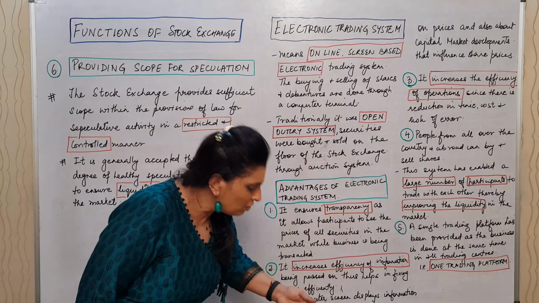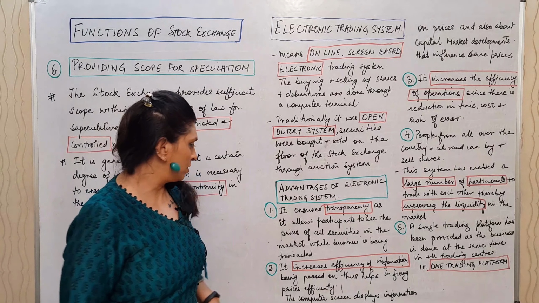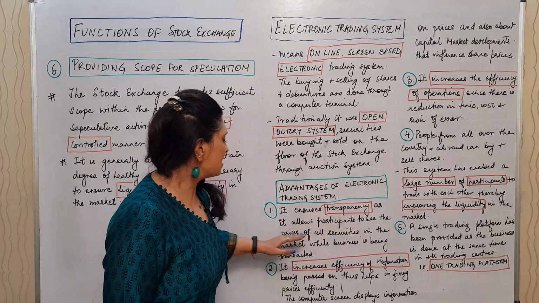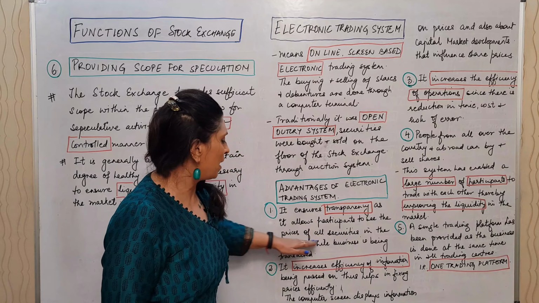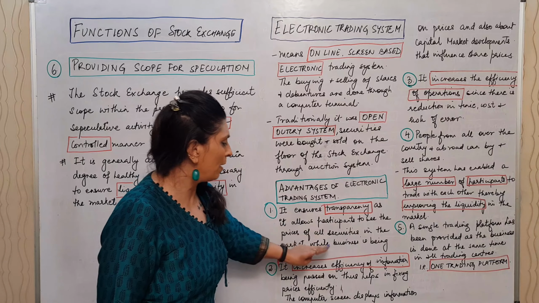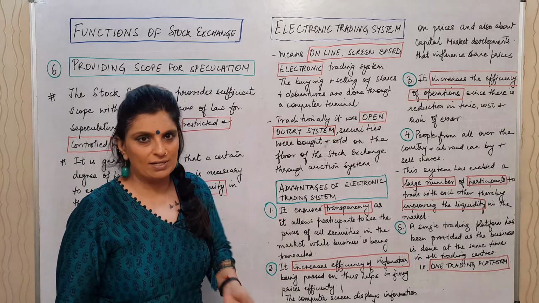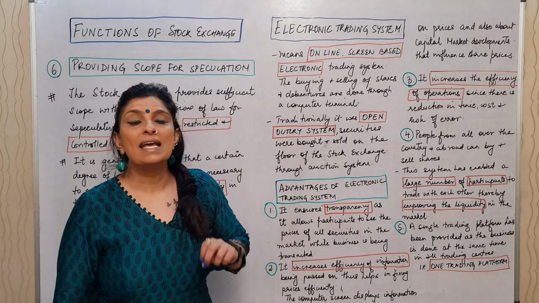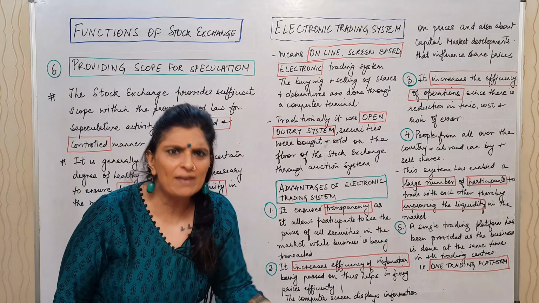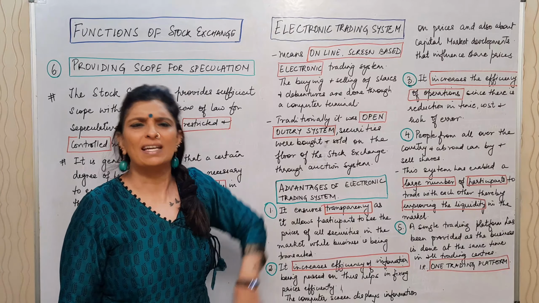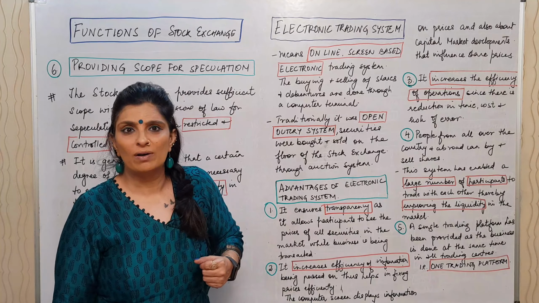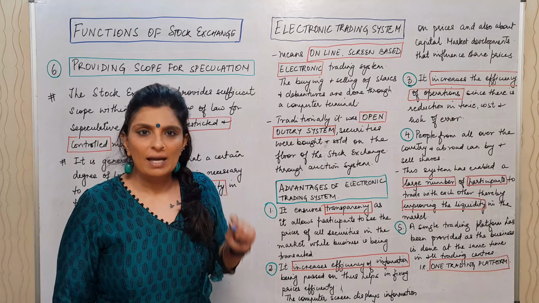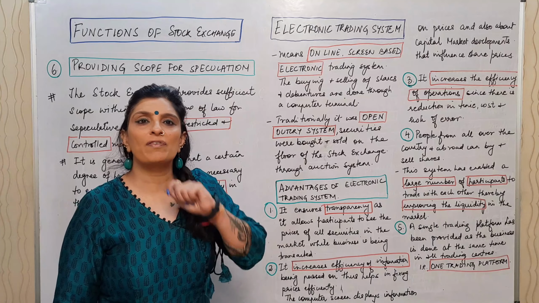Everything could be seen on the screen of the computer. It ensures transparency as it allows participants to see the prices of all the securities in the market while business is being transacted. So everything was screen based. Second, increases efficiency of information. Quick information. Newspapers were very late. Outcry system was very slow. So it is a quick, easy, efficient system of getting the information.